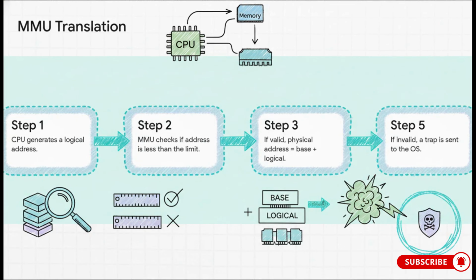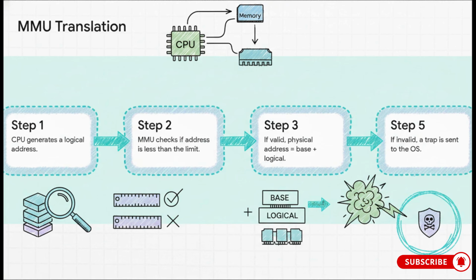So how's this little interpreter work? Well, in the simplest version, it uses 2 special numbers it keeps in registers, a base and a limit. Let's walk through it. Step 1. The CPU says, I want to access logical address 100. Step 2. The MMU checks if that's a legal request. Let's say your program is 5,000 bytes long. The OS sets the limit register to 5,000. So the MMU checks, is 100 less than the limit of 5,000? Yep, we're good to go.